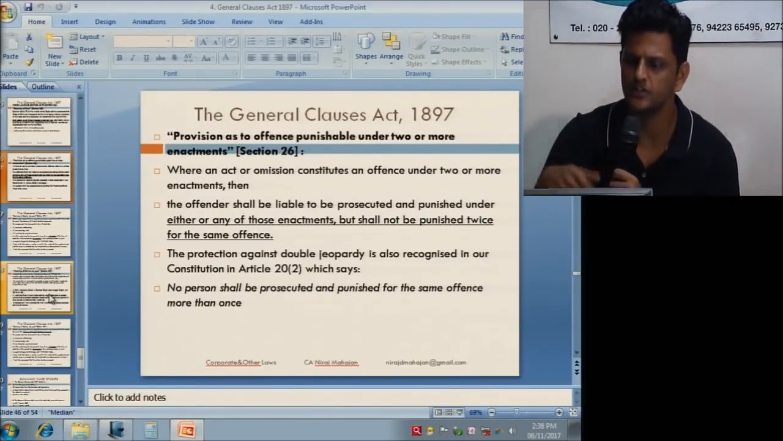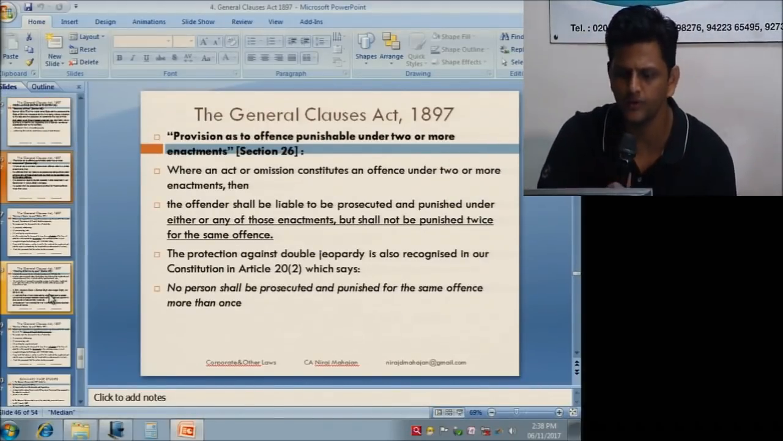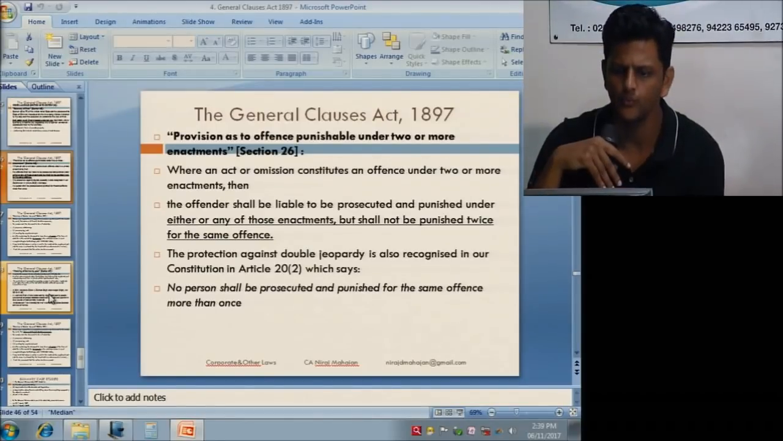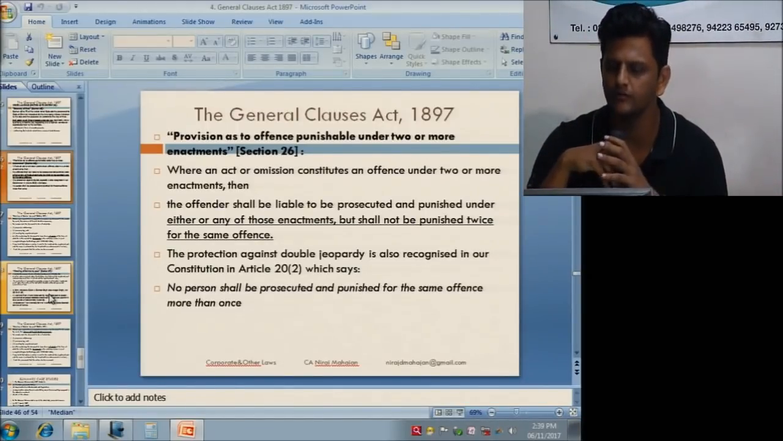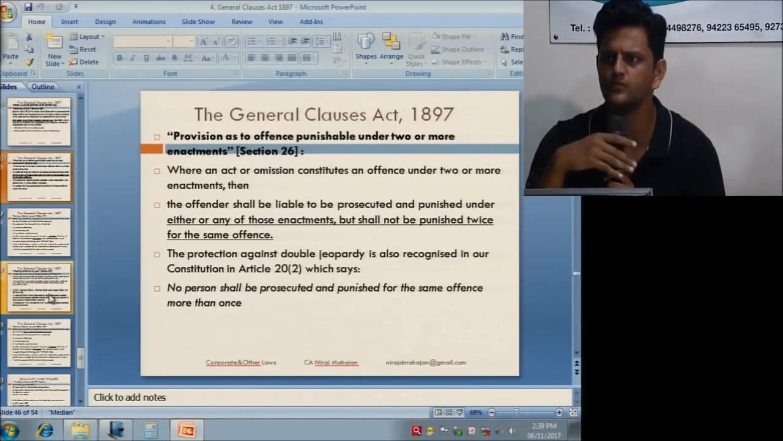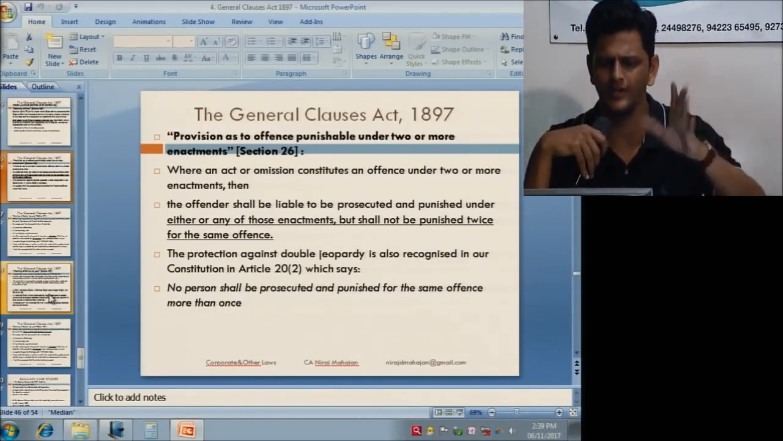Provisions as to offence punishable under two or more enactments. One person cannot be punished twice for the same crime. Remember, we have discussed. So now, where an act or omission constitutes an offence under two or more separate acts. Let us say there is a fraud done by a company, for example. So it is an offence in the Companies Act as well, and let us say in another act as well, IPC, for example.